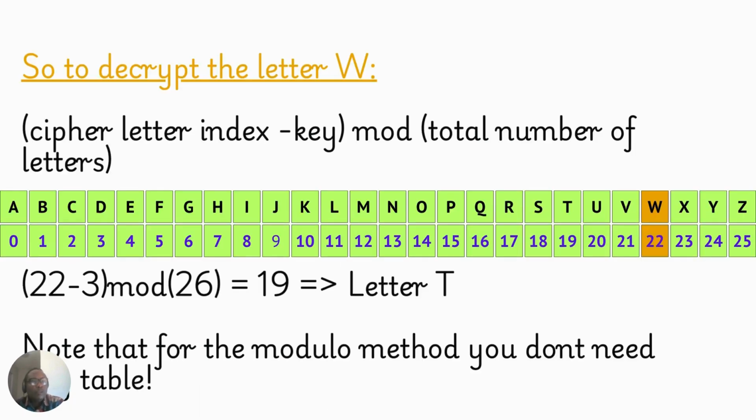In the same way, to decrypt the letter W, we use the same formula. Cipher letter index, which is what? 22. Key, which is what? 3. Total number of letters, 26. And then we say 19 modulus 26, and that gives us 19. And so therefore we know that the original letter was T, and that all W's will be decoded as T.